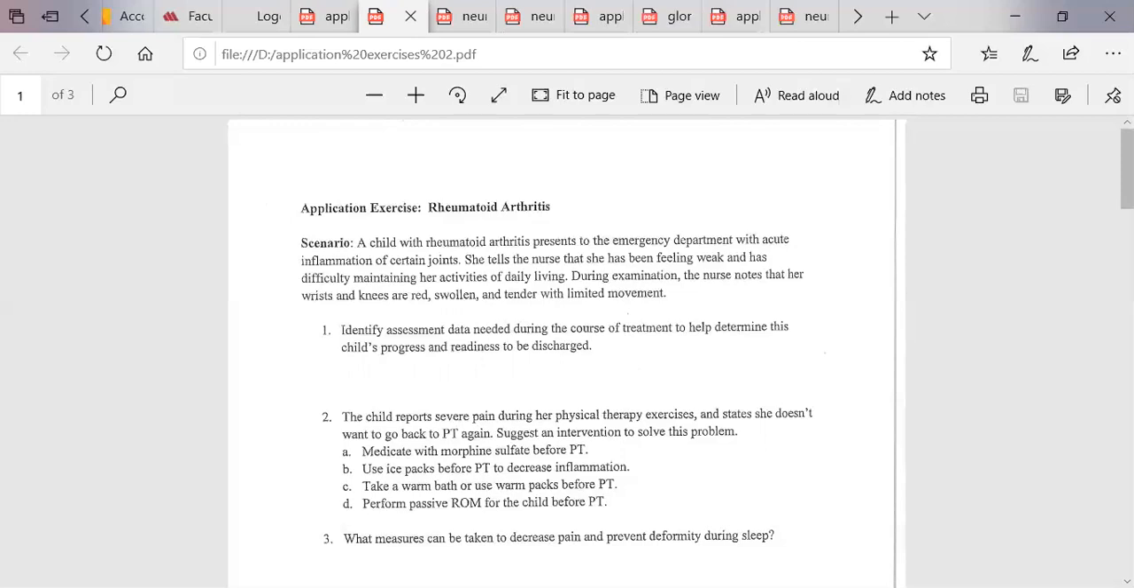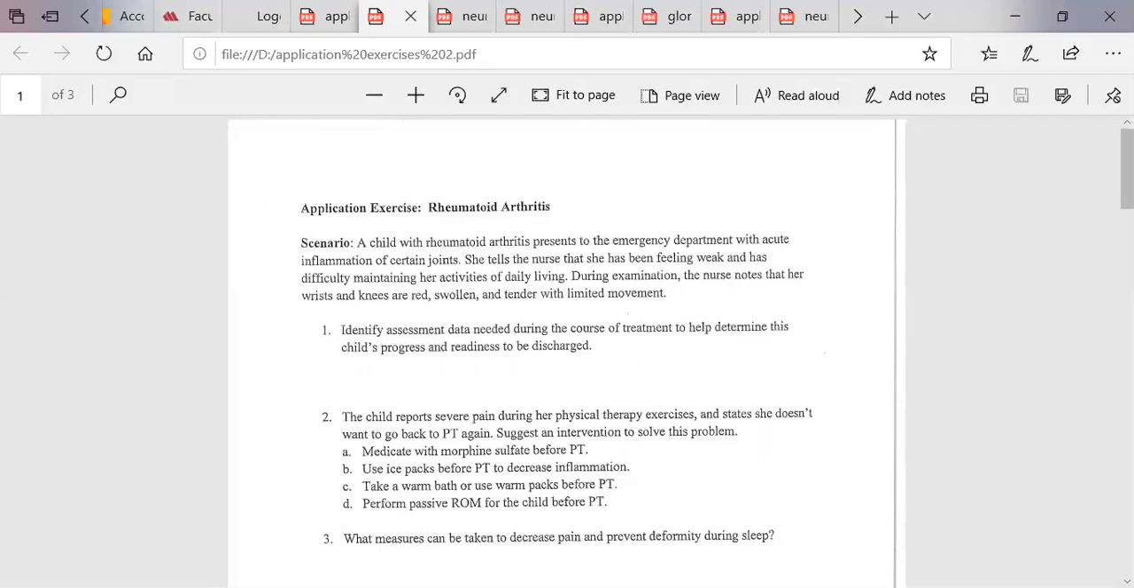Obviously, we would be continually assessing those affected joints. Hopefully the stiffness is going down. Hopefully the swelling is going down. We're seeing increased range of motion, decreased warmth to those joints. They're not tender, they're not painful. You want to assess for systemic signs as well. And then, what's the relief of pain? What's their knowledge of their meds and their treatments? They should progress to being independent with ADLs.